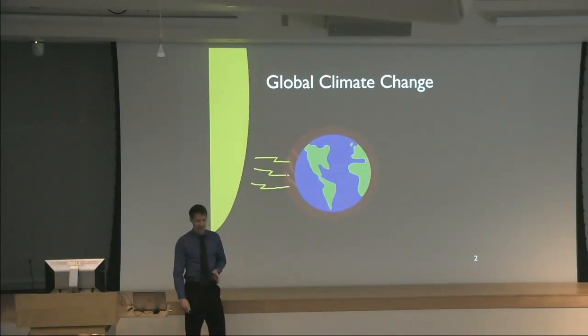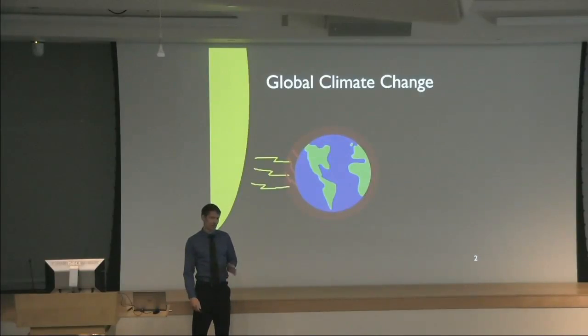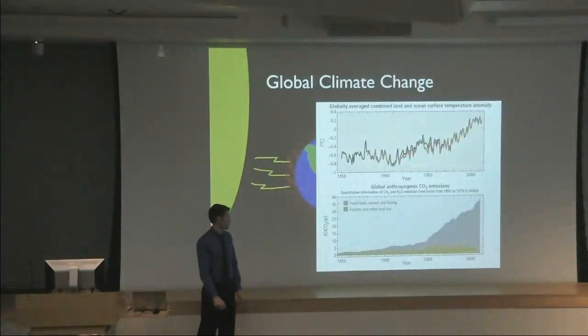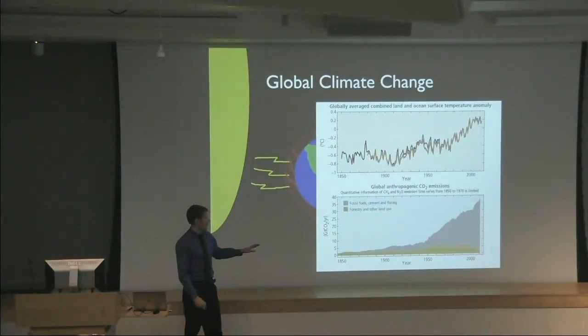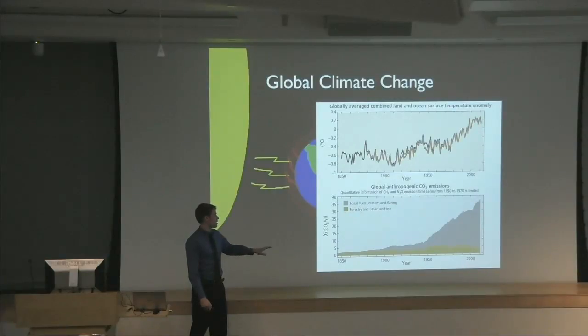However, one of those gases, carbon dioxide, since the Industrial Revolution, humankind has been digging fossil carbon out of the ground, burning it for energy, and drastically increasing the atmospheric carbon dioxide concentration. So this is two plots. The bottom is looking at the cumulative anthropogenic CO2 emissions, and the plot above it is a global average temperature. And as you can see, they trend upward together.